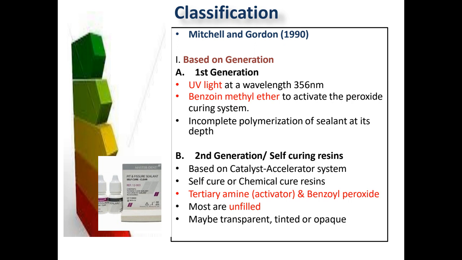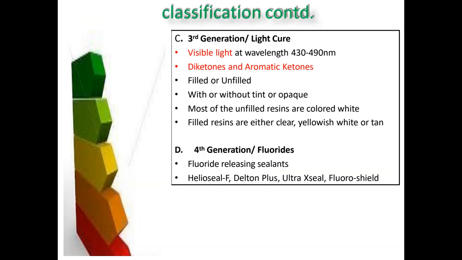They may be transparent, they may be tinted, or we may call it opaque. So they are clear, tinted, or opaque in color. Now going to the next generation of sealants, that is the third generation, or the light cure sealants. They are cured by visible light at a wavelength of 430 to 490 nanometers. Now these sealants are filled as well as unfilled.